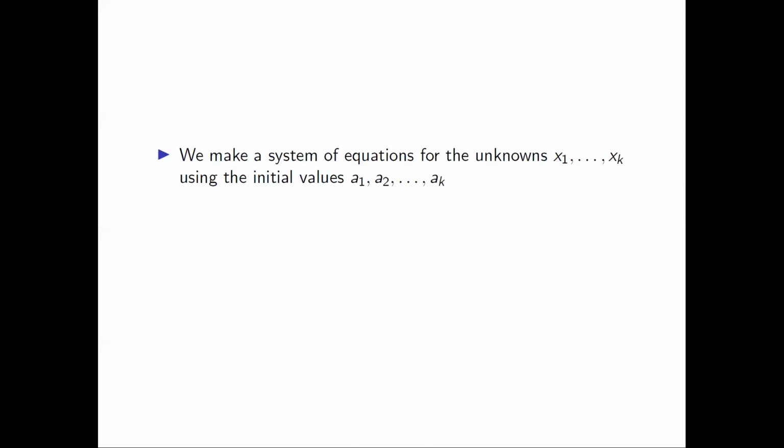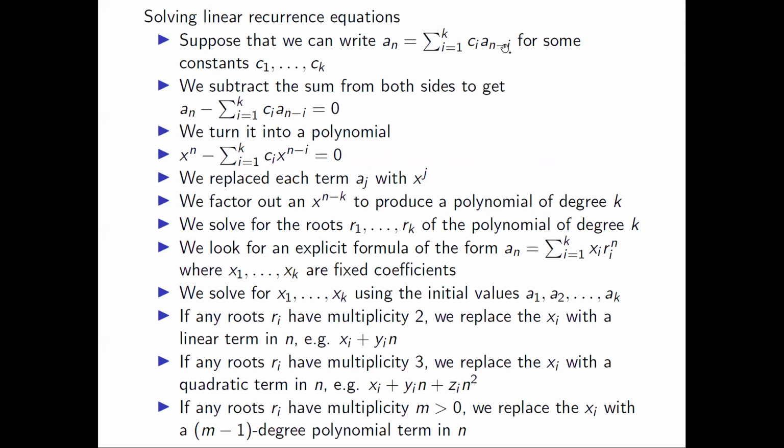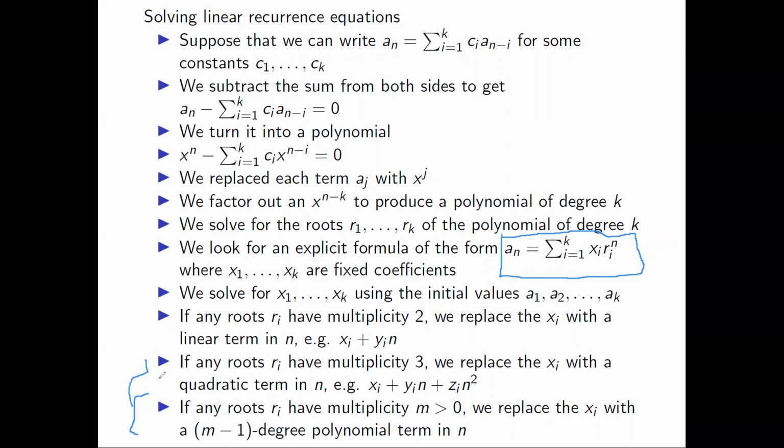So we have a general form for the explicit formula that we're looking for. That general form on the previous slide, we wrote it right here. It's a sub n equals the sum i equals 1 to k of x_i times r_i to the n. That's assuming that all of the roots are distinct, and if there's any repeated roots, we make the replacements as described in this last bullet, and more specifically in the previous two, when we have multiplicity 2 or 3. But those previous two are both encompassed by the last bullet.